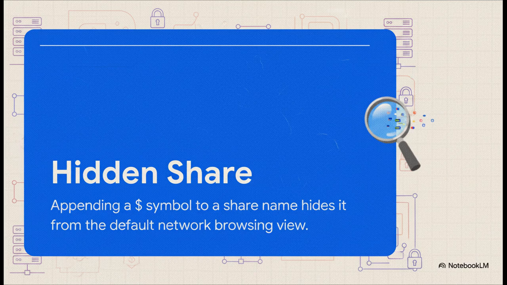Once your server roles are in place, you obviously need to share the data. A brilliant administrative trick for highly sensitive enterprise data is creating a hidden share. By simply appending a $ sign to the end of a network share name, for instance, accounts$, you completely hide that folder from the default network browsing view. Users are forced to manually type the exact path to even attempt an access connection. It adds a really great initial layer of obscurity.